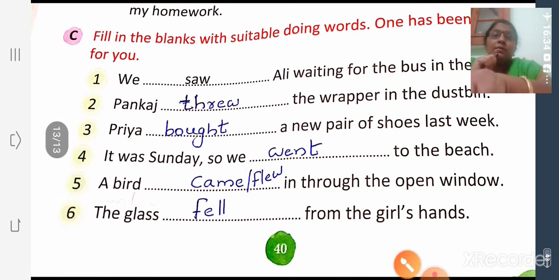So that's all for today. The first lesson we studied was was or were plus verb plus ing. In the second lesson we studied how to add ed, how to make the past form of a doing word. Okay, so do all the exercises, study well. Thank you. Have a nice day.